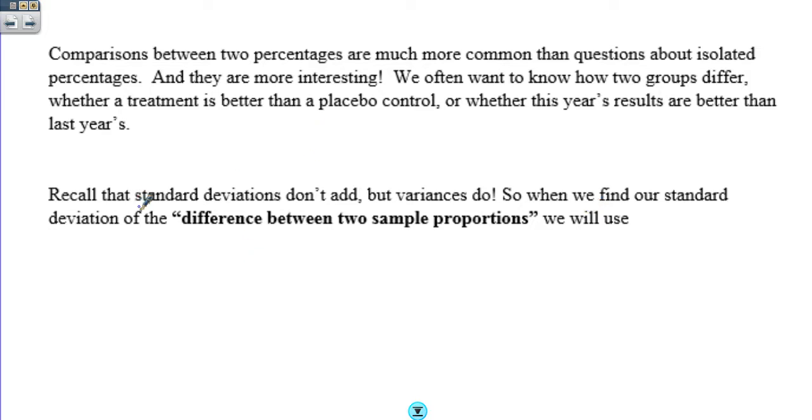So the idea here is that standard deviations don't add, but the variances do. So we looked at the standard error formula for a one-prop z-test. That equation is actually going to change a little bit when we're now looking at the differences between two proportions. The equation that we're going to use, typically we denote it as the standard error of P1 minus P2, and that's going to equal the square root of P1 Q1 divided by N1, plus P2 times Q2 divided by N2.